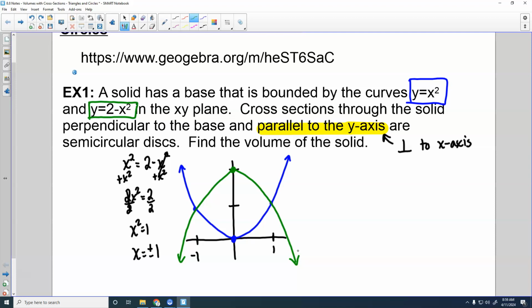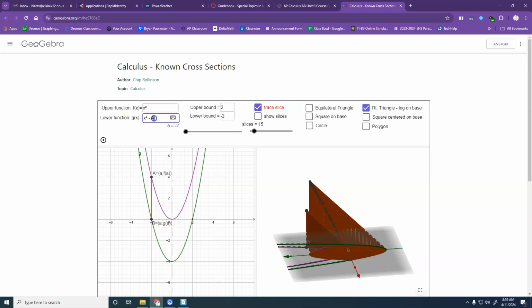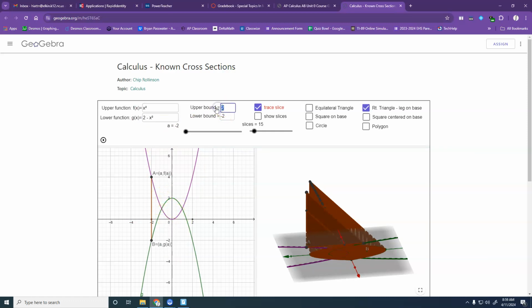It is close, but on the website, you've got a 4 right here. So if I can change it, this one will graph for us on this website. We can make that x squared, and we can make this one 2 minus x squared. So it's a little bit smaller than what we're looking at there. And if I change my bounds from 1 to -1 this time, we can actually get a picture of what this is going to look like.